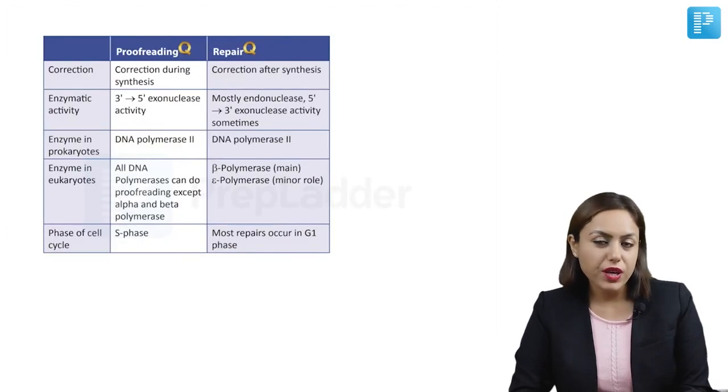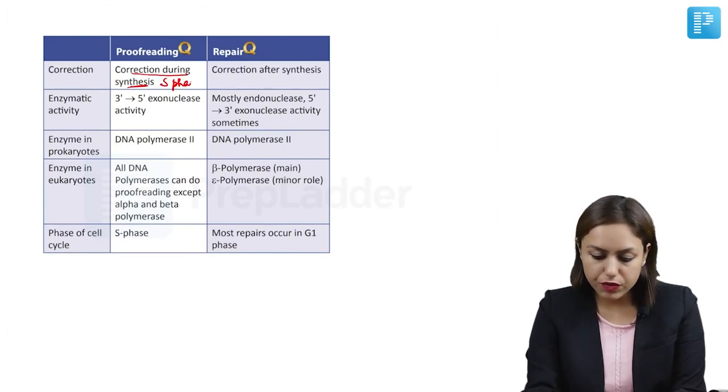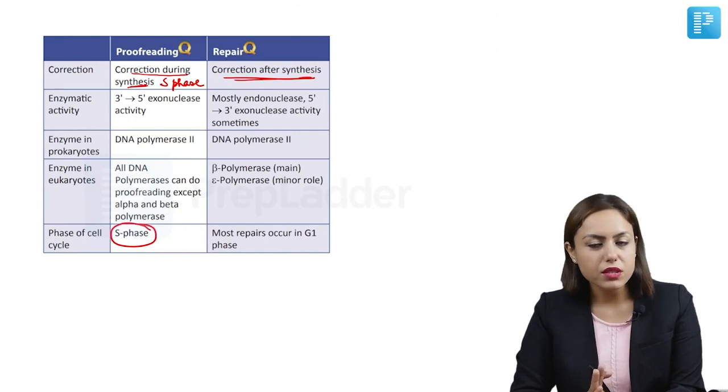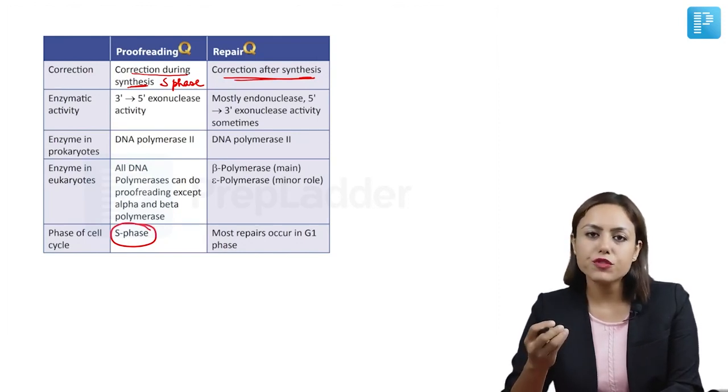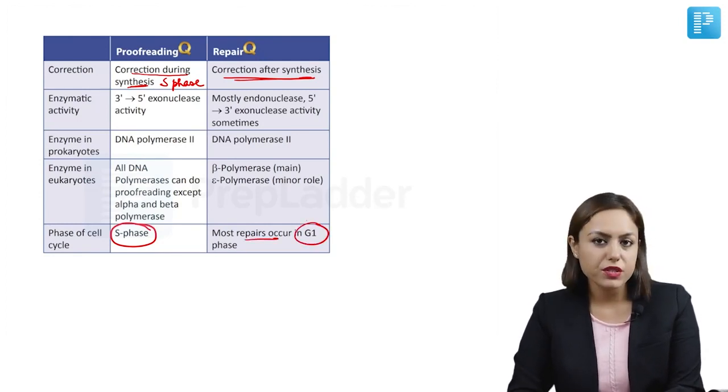Then let's do proofreading and repair. Now what is proofreading? Proofreading is correction during synthesis. It means proofreading occurs during S phase of the cell cycle, right? Then repair means correction after synthesis. Once synthesis is done, after that if some correction is occurring, that is repair. Okay. And repair mostly occurs in G1 phase of the cell cycle.